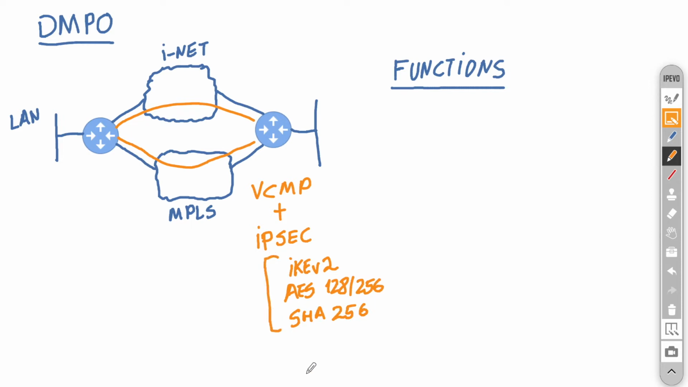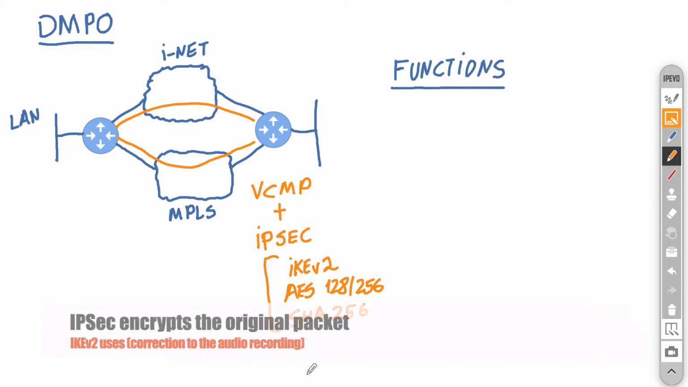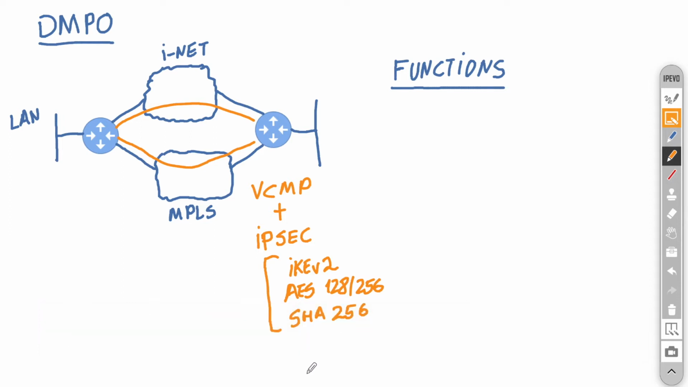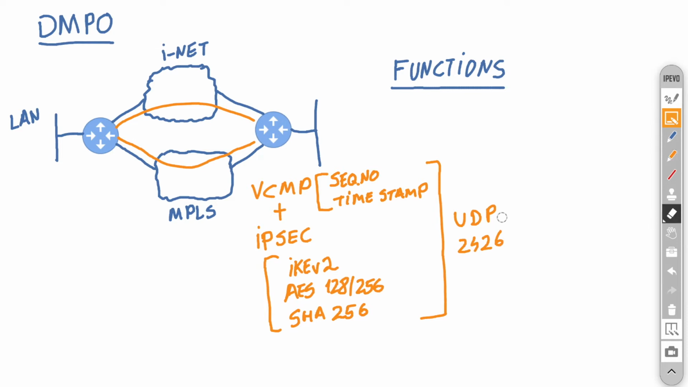So we're talking about next generation encryption and authentication methods such as IKEv1, AES-256, and SHA-256 to make sure that obviously everything is transported securely. And all this is actually encapsulated in UDP, so you'll find it over port 2426. So let's get this out of the way and start describing a few of the cool functionalities you will get now that you have the tunnels established.